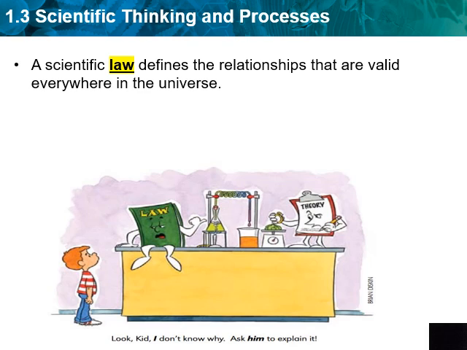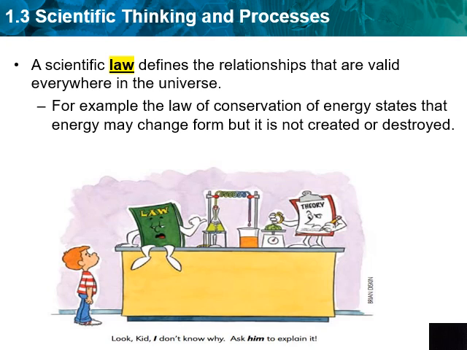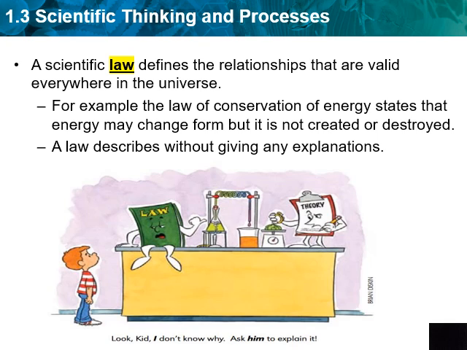A scientific law defines relationships that are absolutely valid anywhere in the universe, and you can actually test this. So a law defines the relationship, the theory actually explains it. So, for example, the law of conservation of energy states that energy may change form, but it's not created or destroyed. And that's a law, we know it, but it doesn't say why. The theory would explain why. So a law describes without giving any explanations.